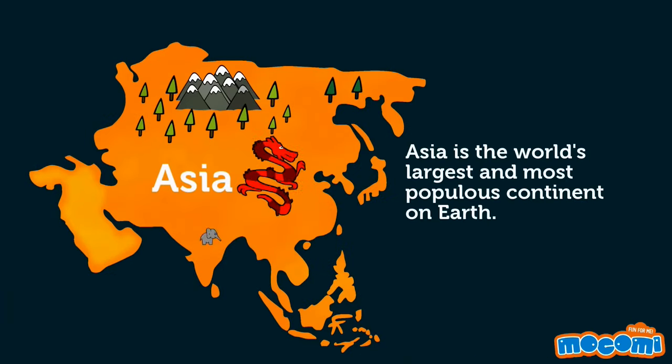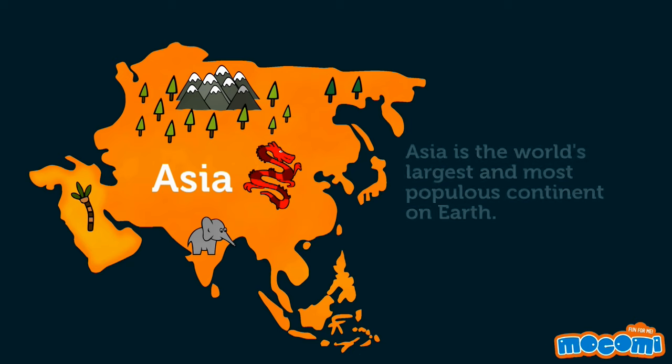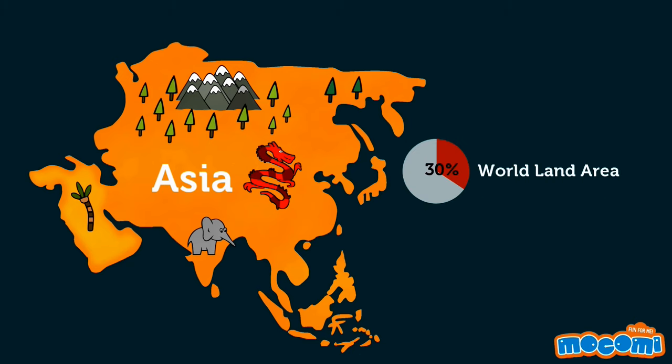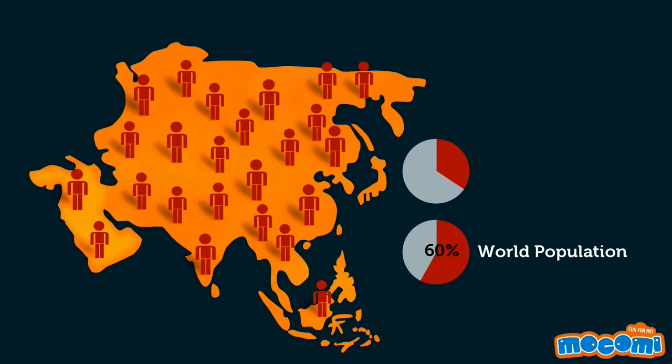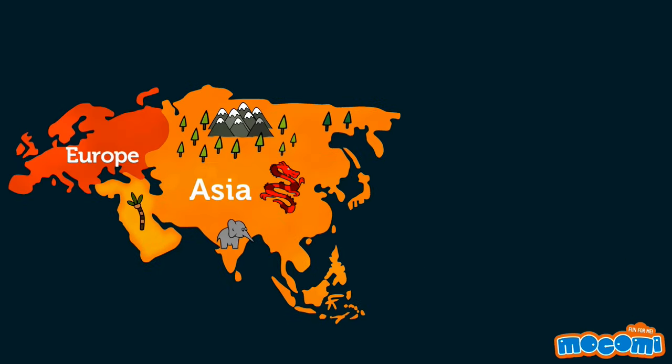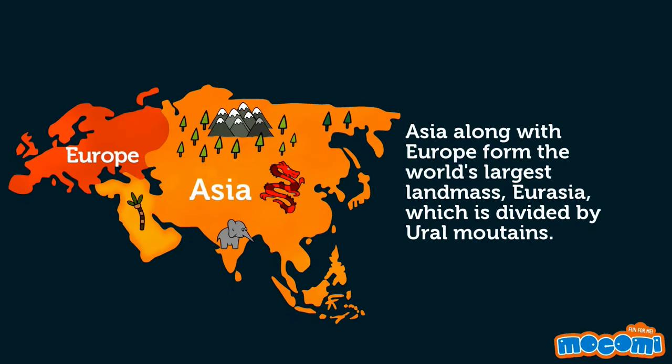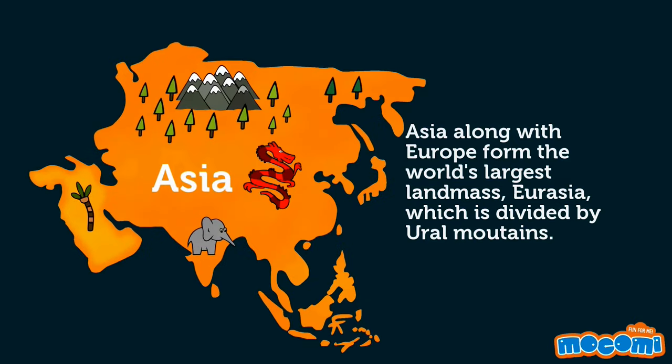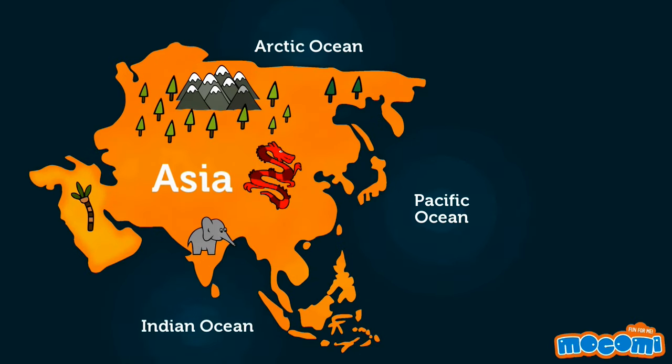Asia is the world's largest and most populous continent. It covers 30% of the Earth's landmass and hosts 60% of the world's current human population. Asia, along with Europe, forms the world's largest landmass, Eurasia, divided by the Ural Mountains. By water, it is bounded on three sides by the Pacific Ocean, Indian Ocean, and Arctic Ocean.